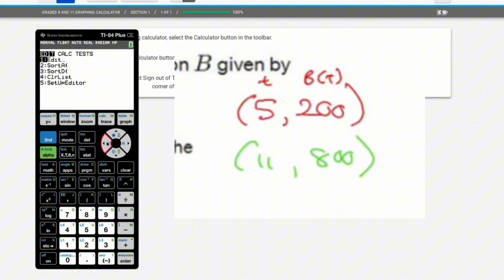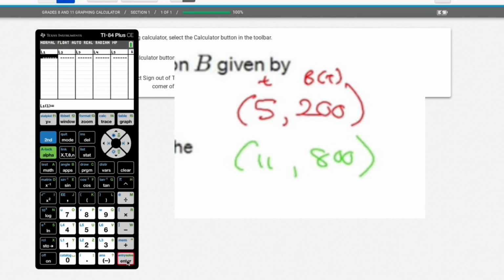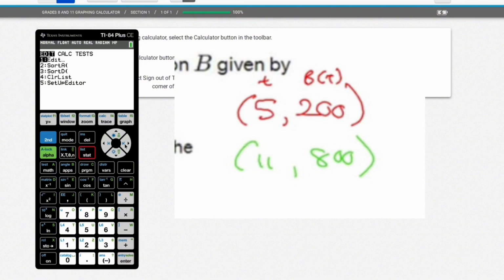So we go to Stat, Edit, and we type in our points. We had 5 matching up with 200. We had 11 matching up with 800. Got those backwards. Could have been dangerous. Now, what we do when we're done with our 2 points, and that's all we have, is we go to Stat, Calc, all the way down, I think, to 0 is exponential regression. Yep. So 0 is exponential regression.